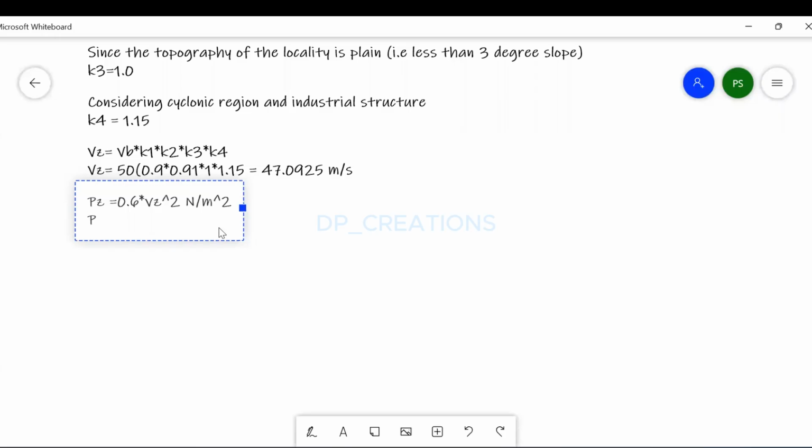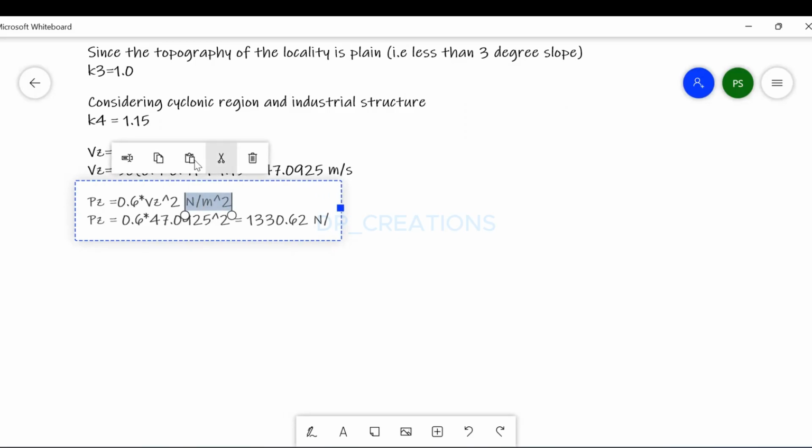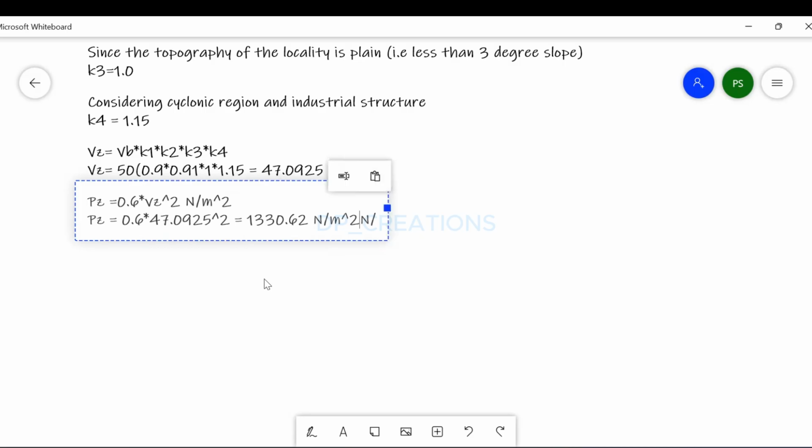So in our case, Pz equals 0.6 into 47.0925 square. What is the value? 1330.2 Newton per meter square. That is almost 1.33 kilonewton per meter square. Okay, so done. Now your Pd.